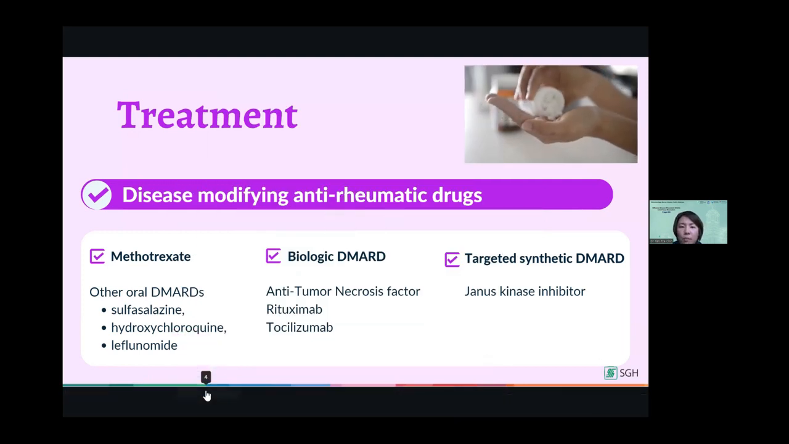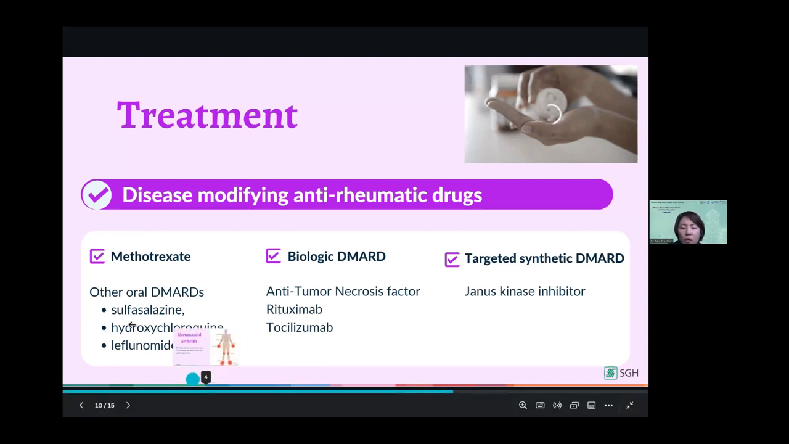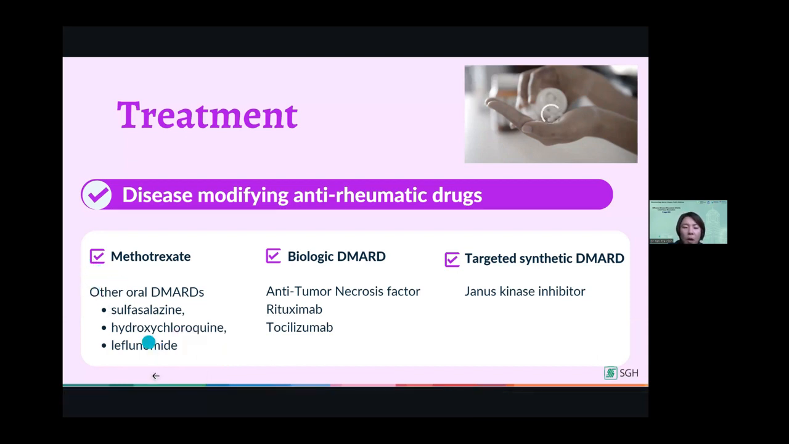For the treatment of rheumatoid arthritis, disease-modifying anti-rheumatic drugs are the mainstay. A very common first-line treatment would be a weekly dose of methotrexate, sometimes in a tablet form and sometimes in an injection form. With this treatment of methotrexate, about half of the patients will enter remission or have low disease activity.